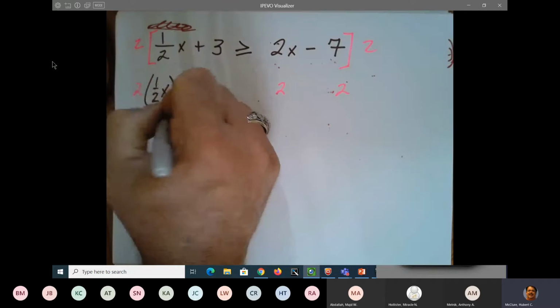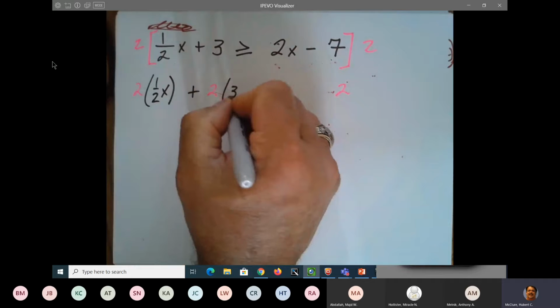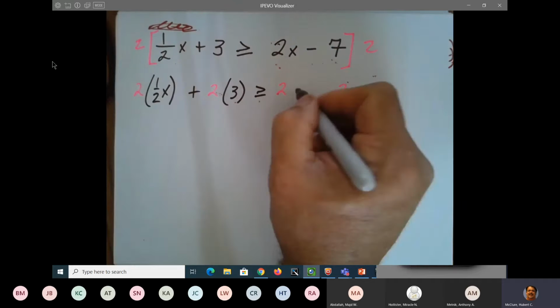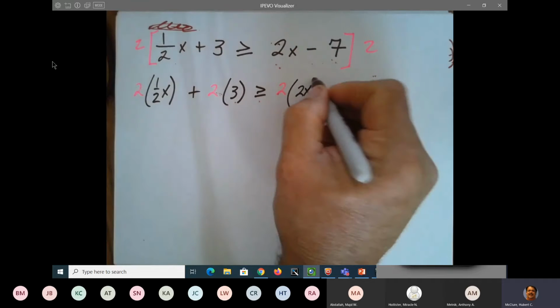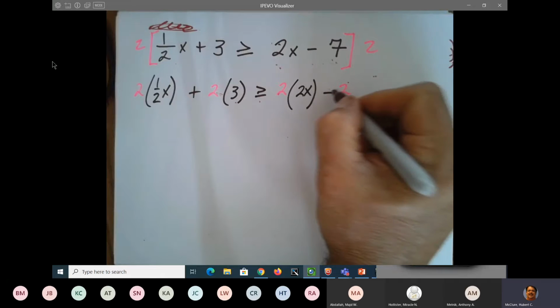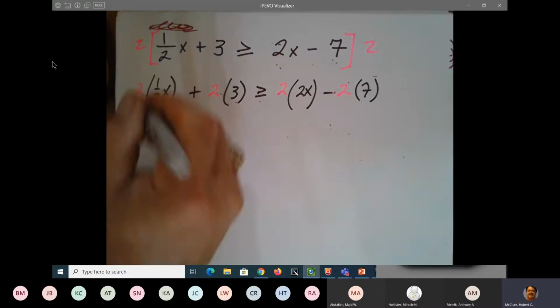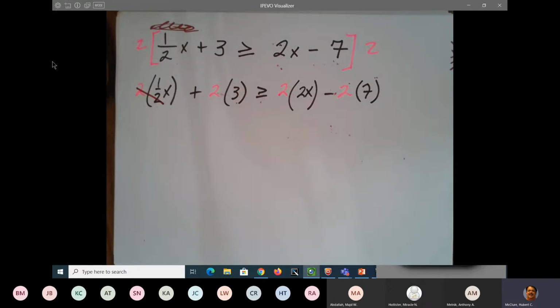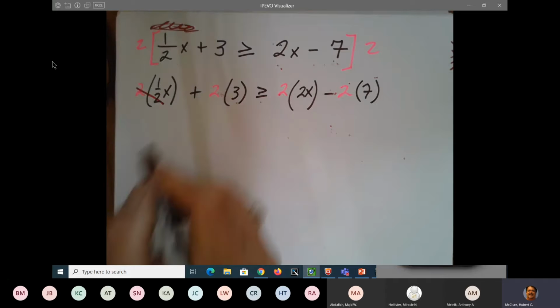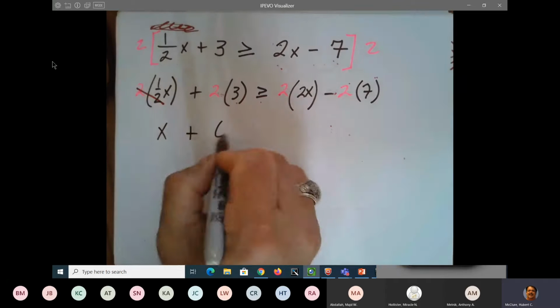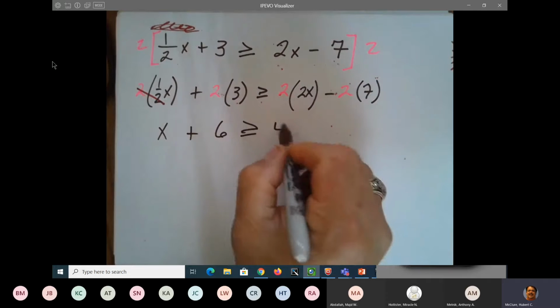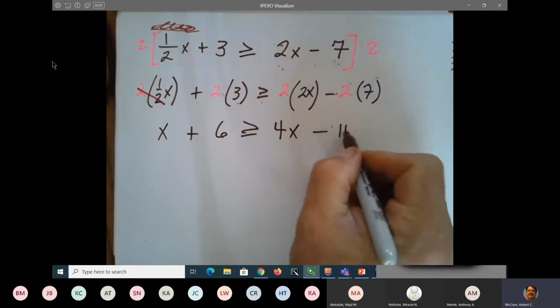1/2 x plus 3, 2x minus 7. And now we've got x plus 6 greater than or equal to 4x minus 14.